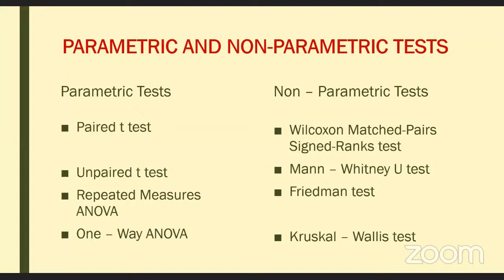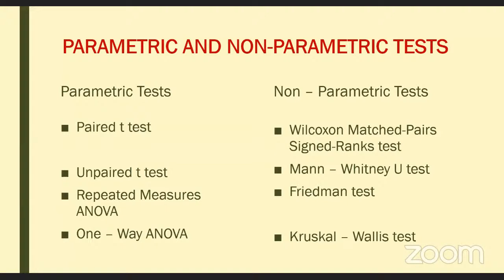Second condition, unpaired t-test. When you have two groups of data, or two sets of data derived from two different groups or independent groups, the data follow normal distribution, and you have two groups only, then you go for the unpaired t-test, right? On the other side, if data do not follow normal distribution and you have two sets of data derived from two different or independent groups, then you go for the Mann-Whitney test, right?